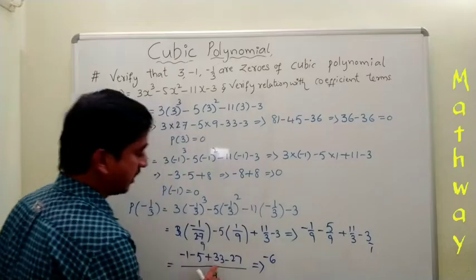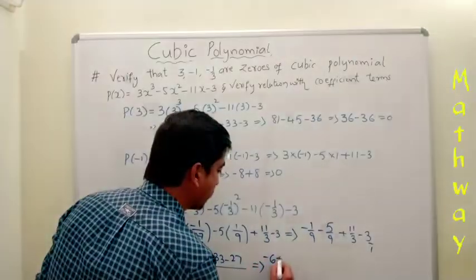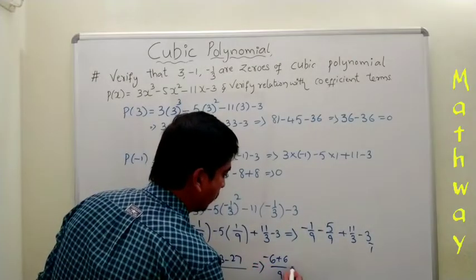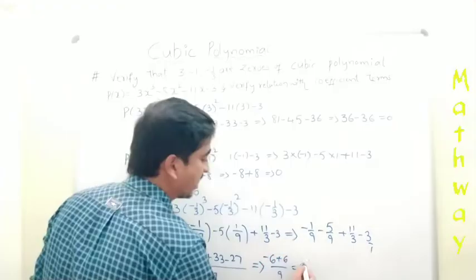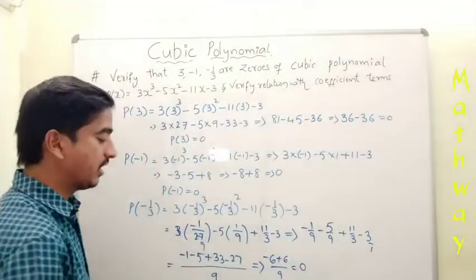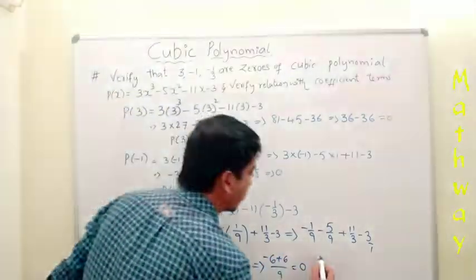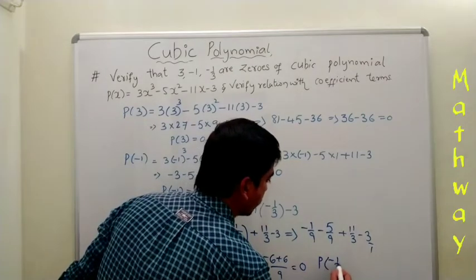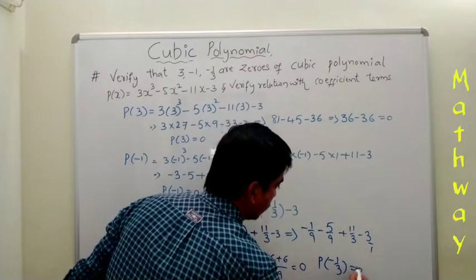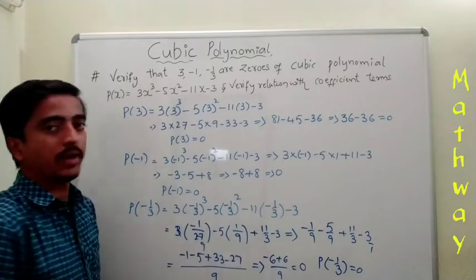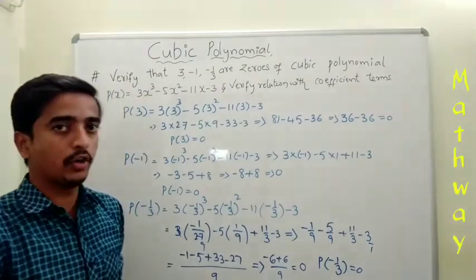minus 6, 33 minus 27 plus 6, by 9. So this term minus 6 plus 6 will get cancelled. 0 by 9 is 0. So P of minus 1 by 3 is also 0. That's right. Minus 1 by 3 is a zero of the given polynomial.